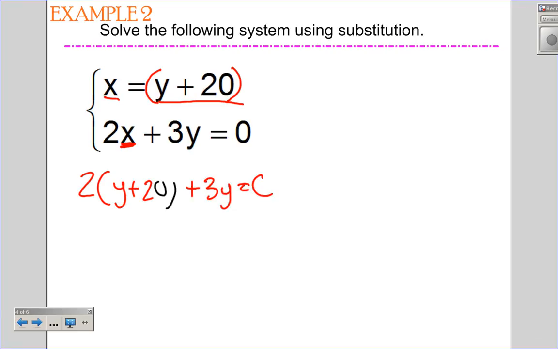plus 3y equals 0. So now I only have one variable I'm solving for. Remember, my solution or my answer is going to be some point, x comma y up here. I need to find both my x and my y. So right now I'm solving for the y. So I'm going to do a little distributing here. So I have 2y. 2 times 20 is 40.